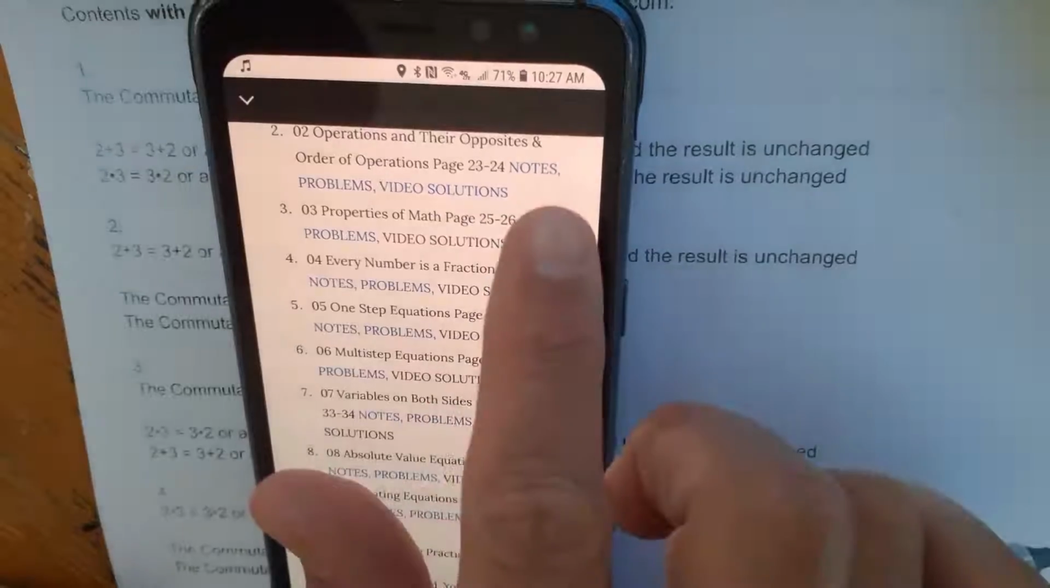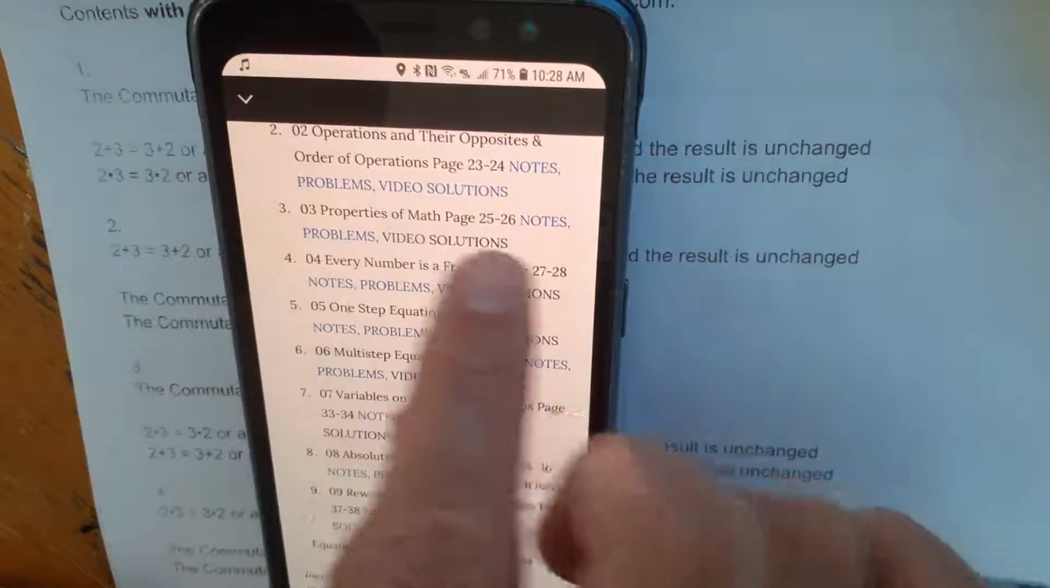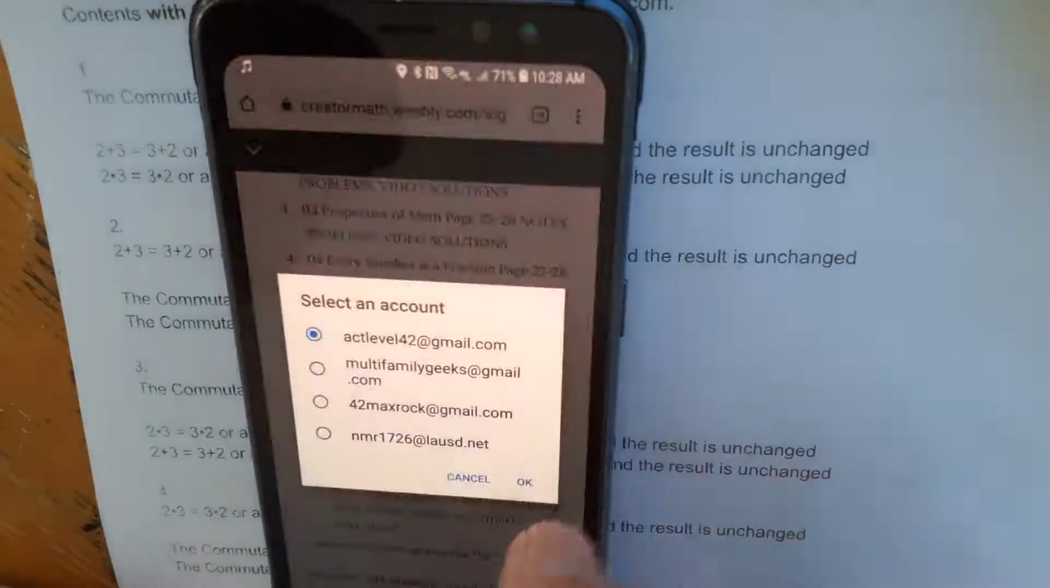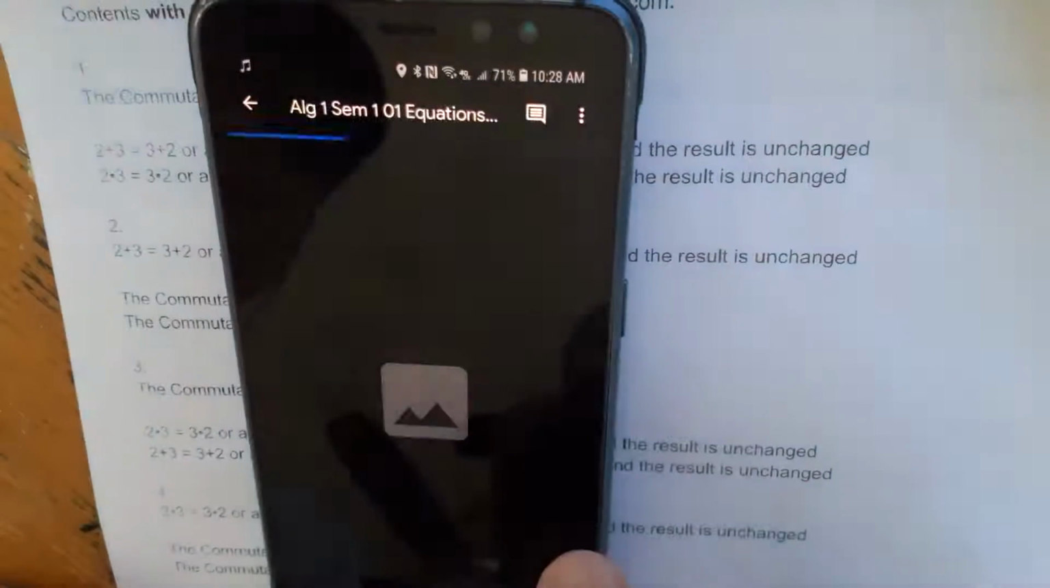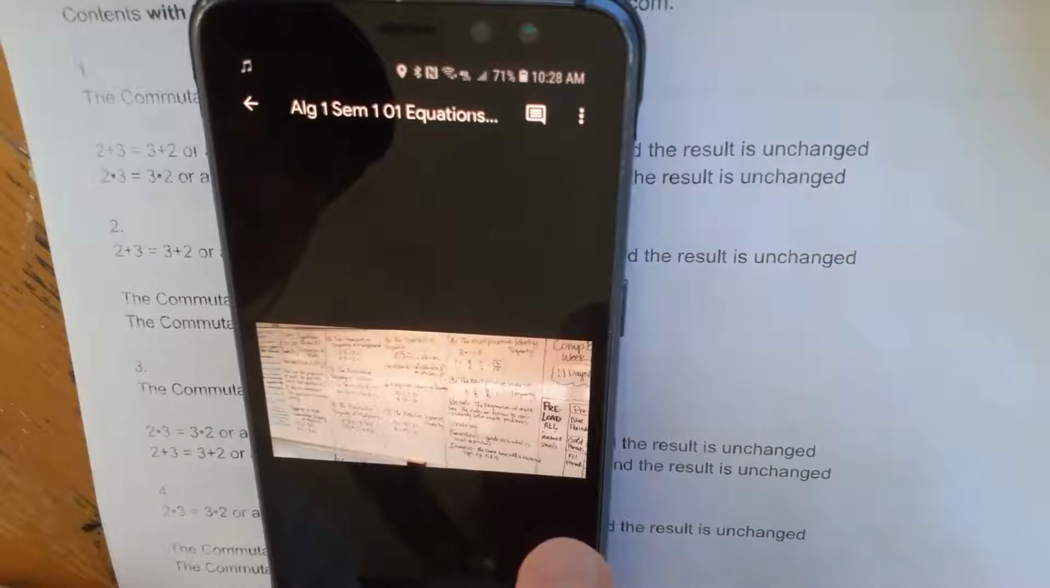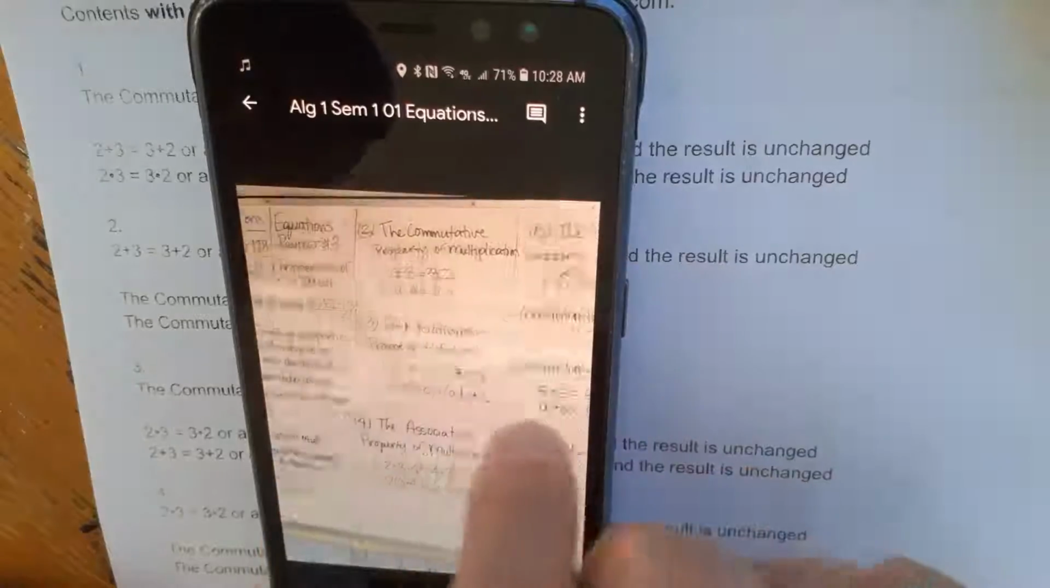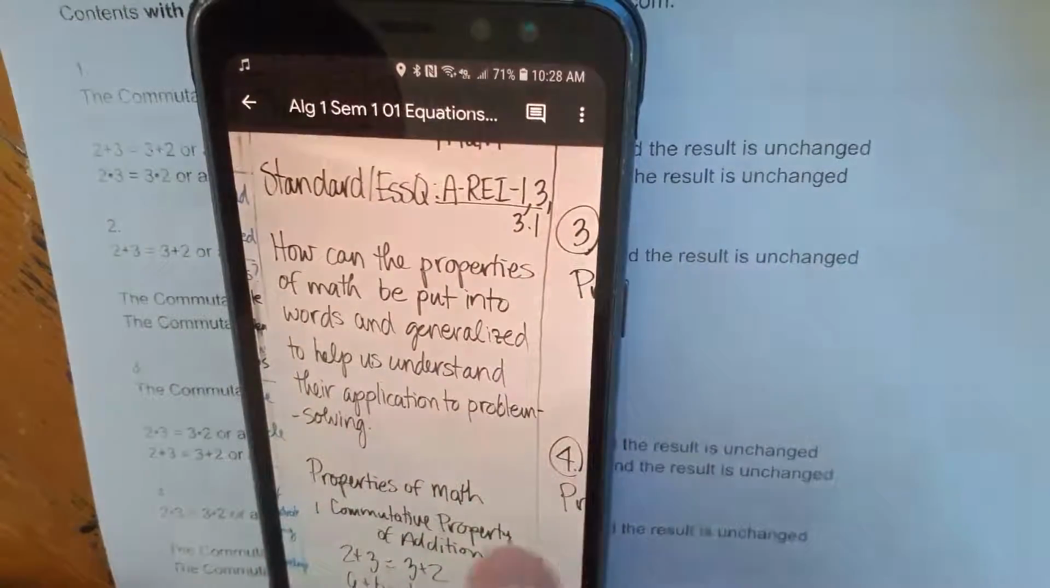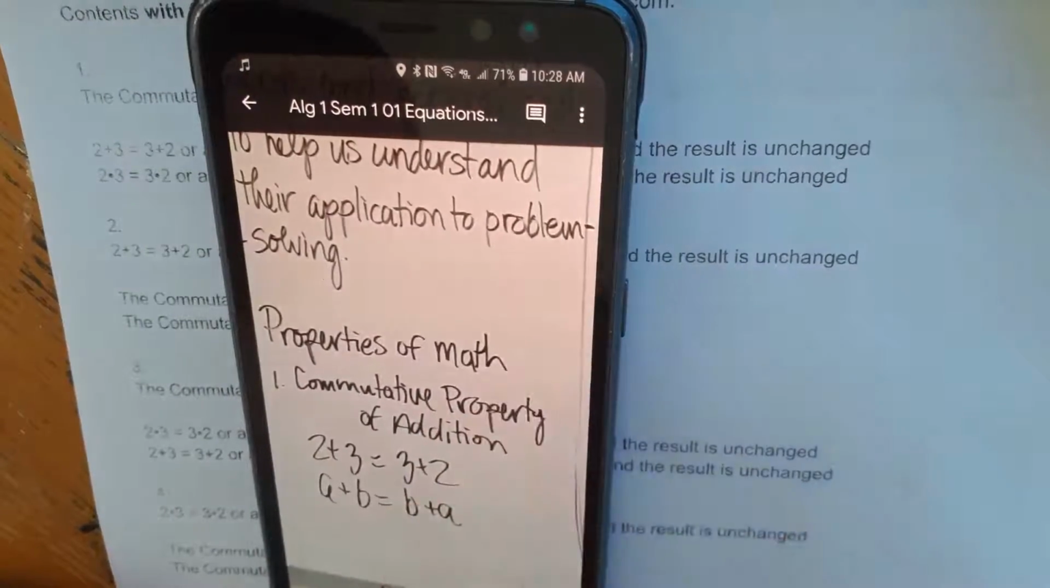All right? We're going to click Notes. There's also problems, and the video solution will be here too. Sometimes I have to load the notes twice to get them to open. There we go. It should be able to expand so you can see everything clearly, and you're going to copy these properties of math into your composition book.